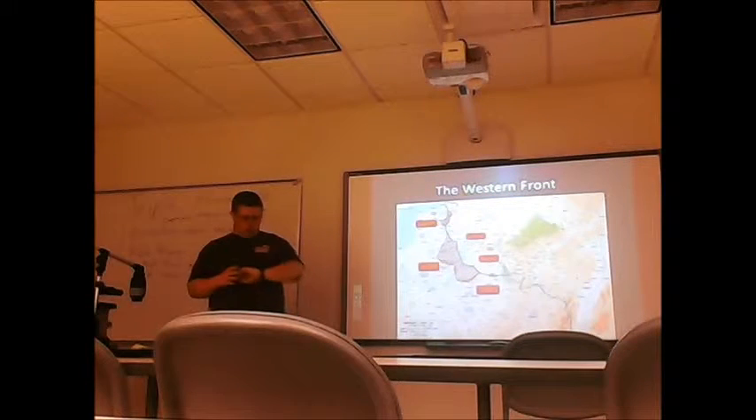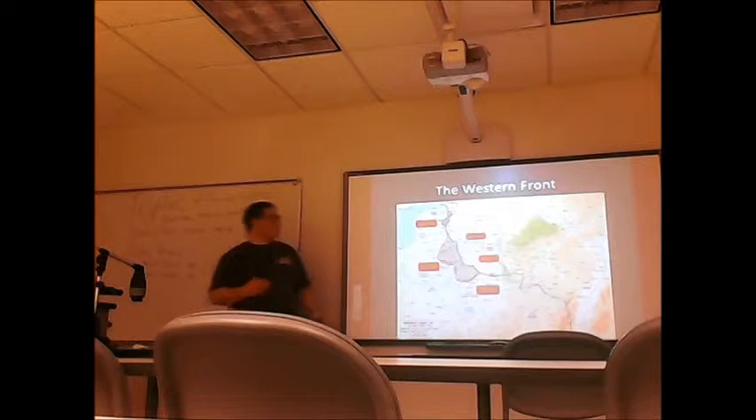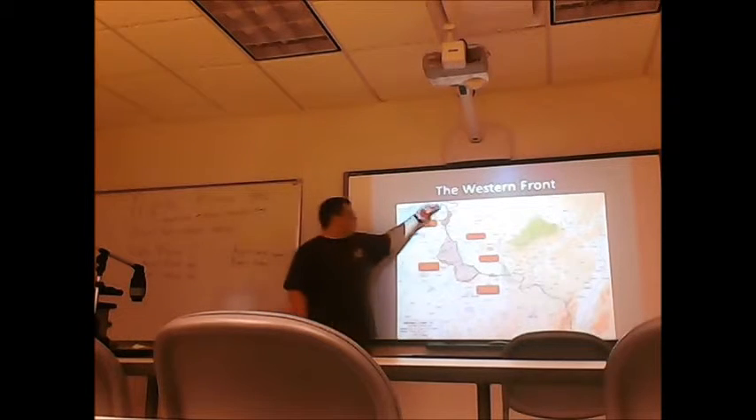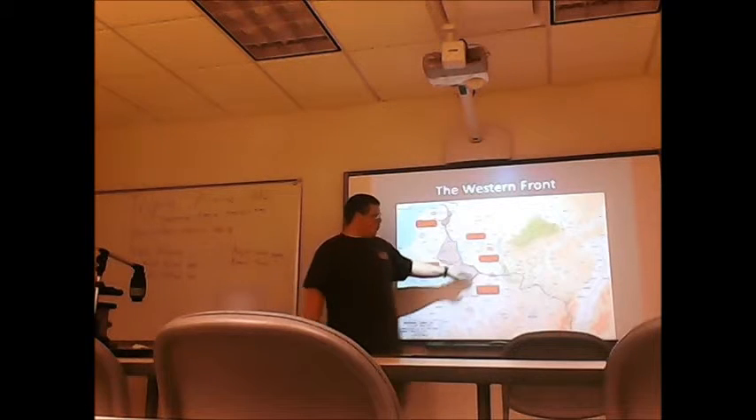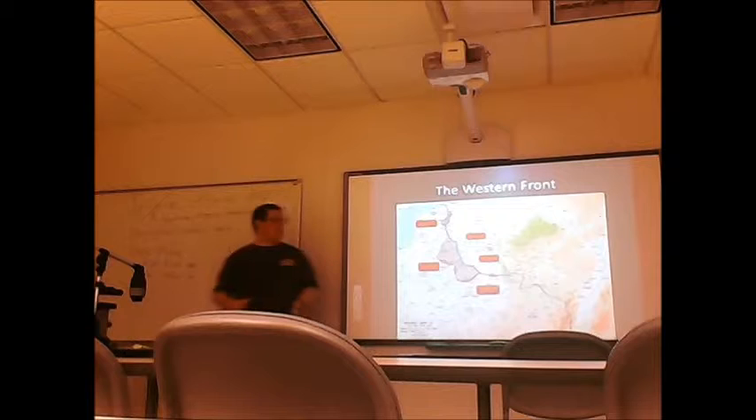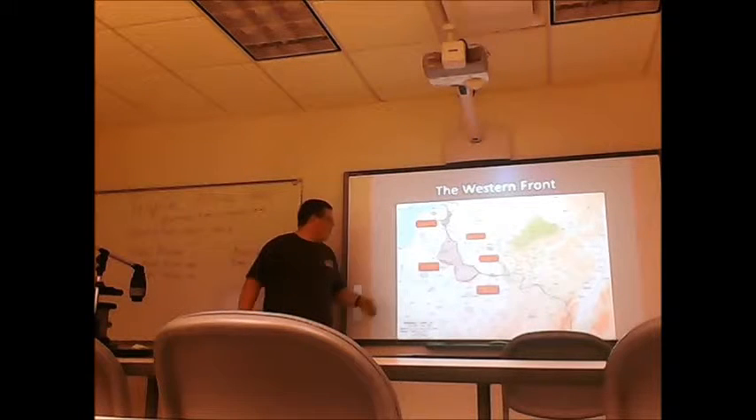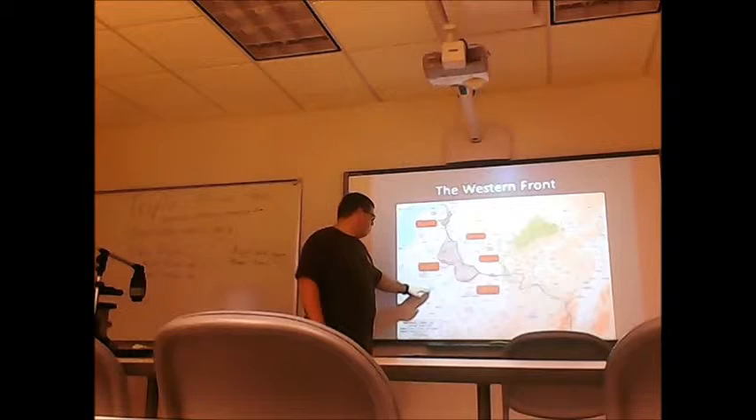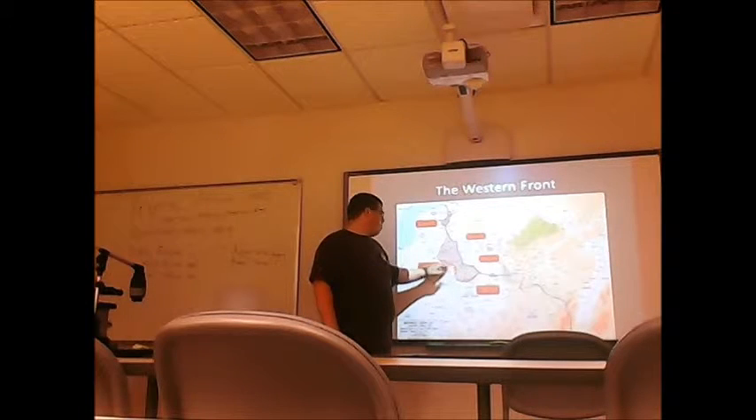Now we're going on to the Western Front. On the Western Front, this purple line represents the original trenches and where the war was originally fought. As you can see, Paris is right here. The closest they got was right here.